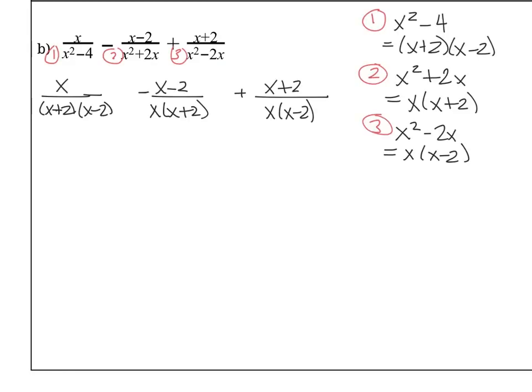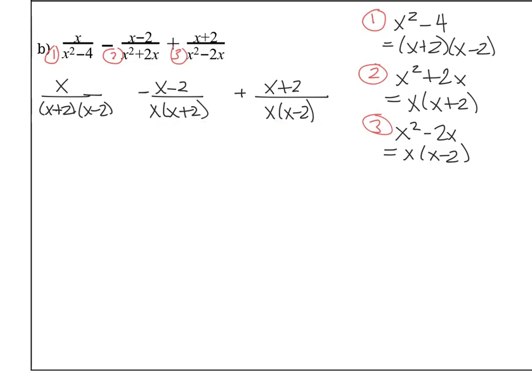Okay, so hopefully you factored your denominators. The first one factors as a difference of squares, so we have x plus 2, x minus 2, or in the other order. The second and third one, they're just common factoring, so we have x times x plus 2 and x times x minus 2.